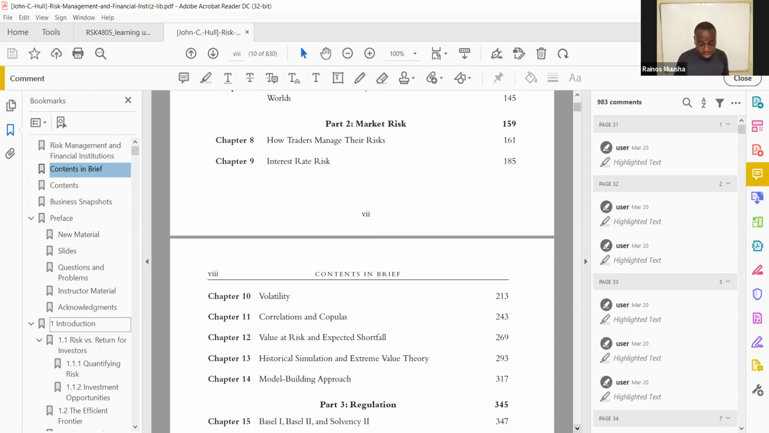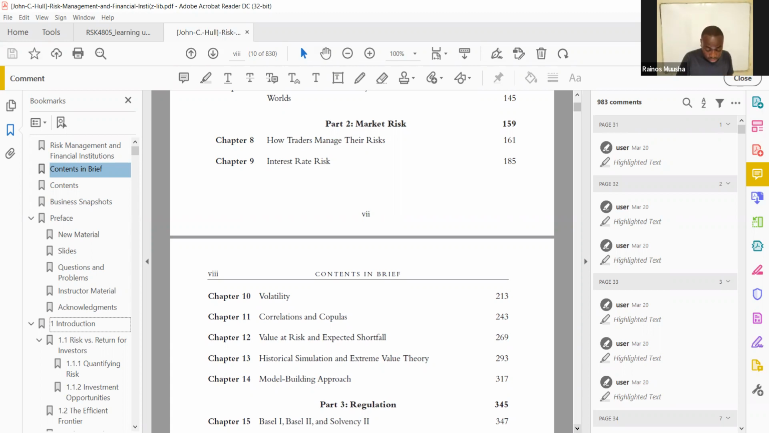So you see that chapter 8 looks at how traders manage their risk, and we're going to look at that in detail. And chapter 9 looks at interest rate risk, which is also related to market risk, but we're going to see exactly what the different components are that make up your market risk as well. But in particular, when it comes to market risk, we're going to be more concerned with interest rate risk.